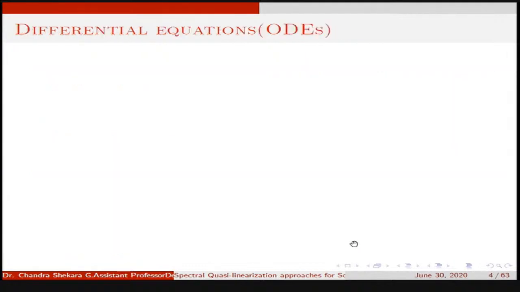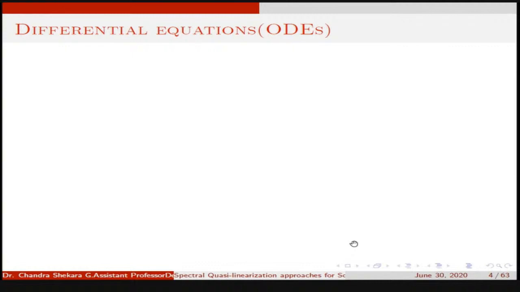So then I'll just try to list out the different differential equations. This is just to motivate the researchers who have just started their research. These differential equations may come either by modeling some phenomena, or they will come while solving the partial differential equations by using series solution method.